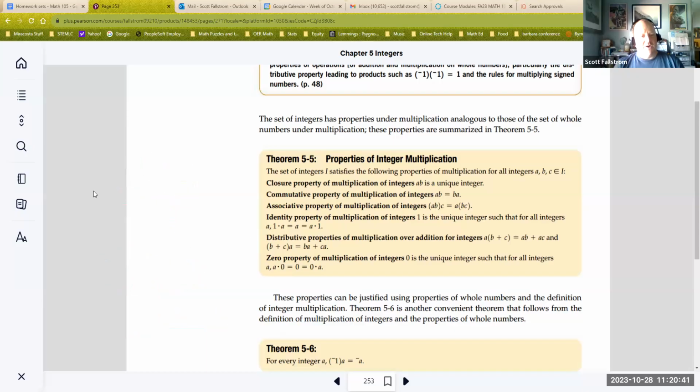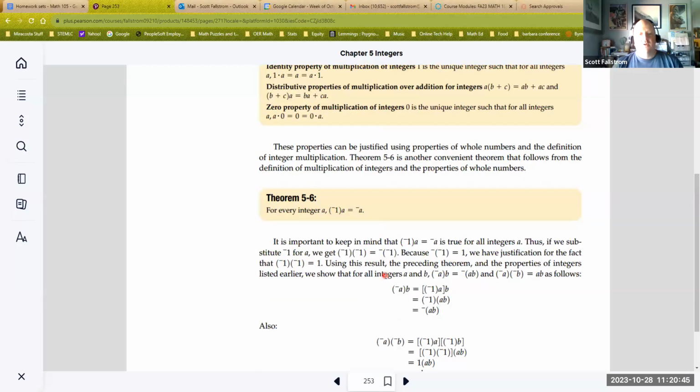And of course, we have the zero property. What we get to see is you multiply by zero, you get zero. Doesn't matter. And now this is a great one that I think some of you might have remembered from a prior class. But basically, if you multiply an integer by -1, you get the opposite of that number.